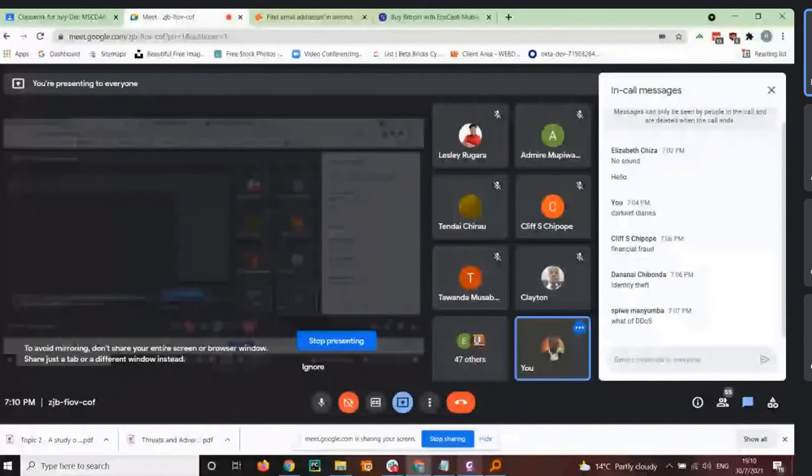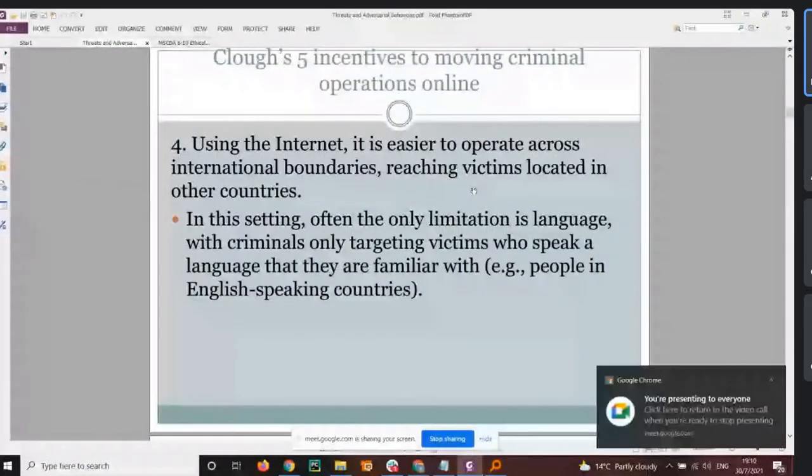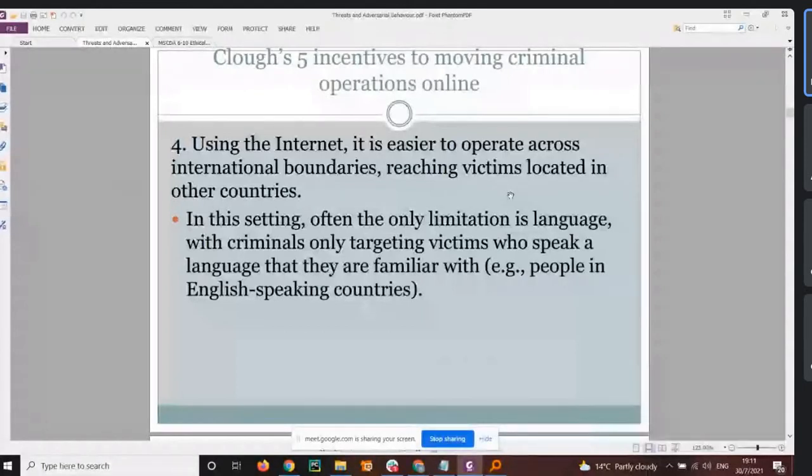So I think it's quite straightforward, right? Even if it's selling some merchandise or drugs or anything like that, I wouldn't know if it's easier to send drugs to a different country. But basically it's easier to operate across international boundaries with some crimes. Human trafficking, for example, you have to actually get people to come to your country.